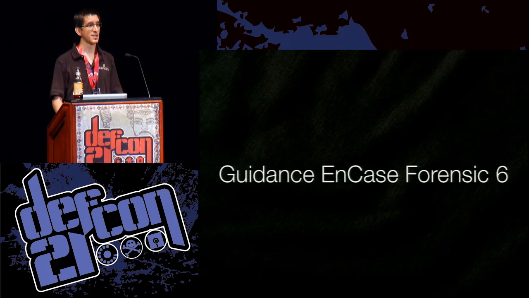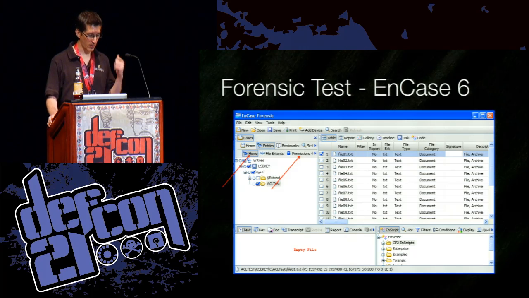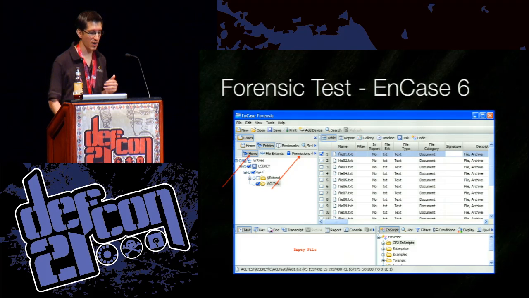Let's take a look at Guidance's EnCase Forensic 6. Now, in EnCase Forensic 6, there are a couple of different view modes you can have when you're looking at a file. Right now we're looking at the home view of the entries list, and you can see all 16 of the files listed there. File number 1 is selected on the right, so that's the file that we're looking at.